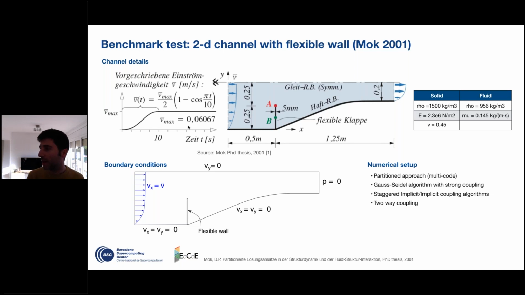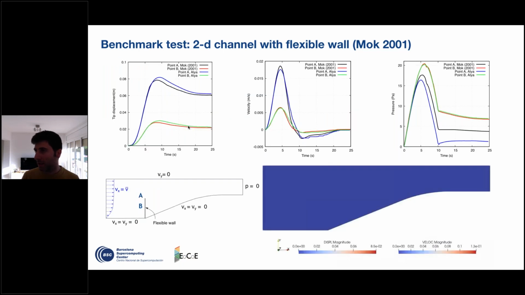We can see that in this case the added mass effect is important, because the density of both domains is similar. And in this case, what we are going to use is the Gauss-Seidel algorithm with a staggered implicit coupling approach. Okay, here we can see the results of this test.